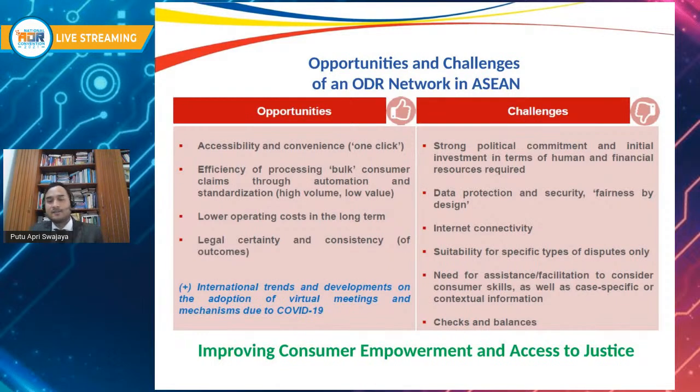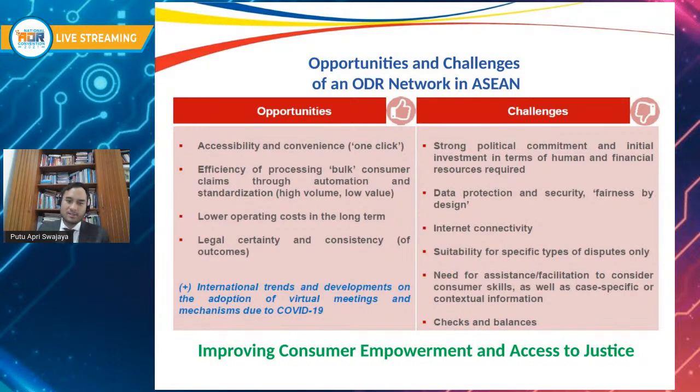However, of course, the challenges are many. The principal challenge is, of course, political willpower and the sunk cost of human resource and infrastructure. Other than that, we have data protection, cybersecurity, fairness by design, and internet connectivity, which could be overcome with sufficient expertise, which is currently widely available.